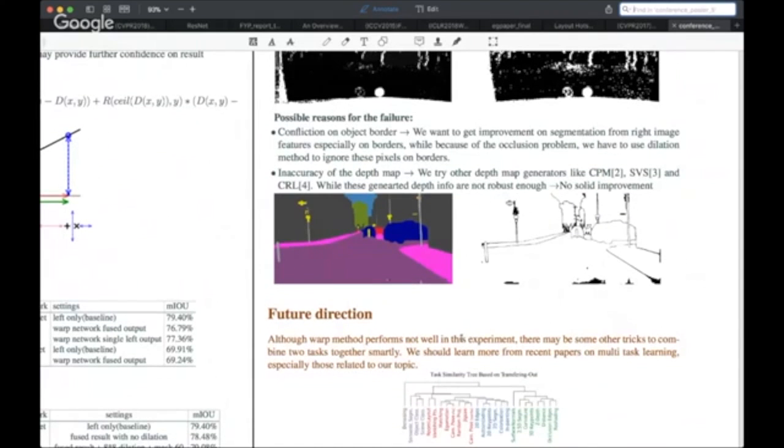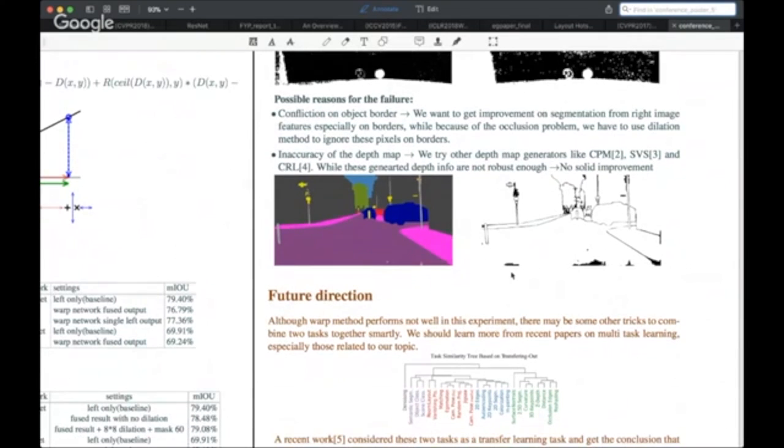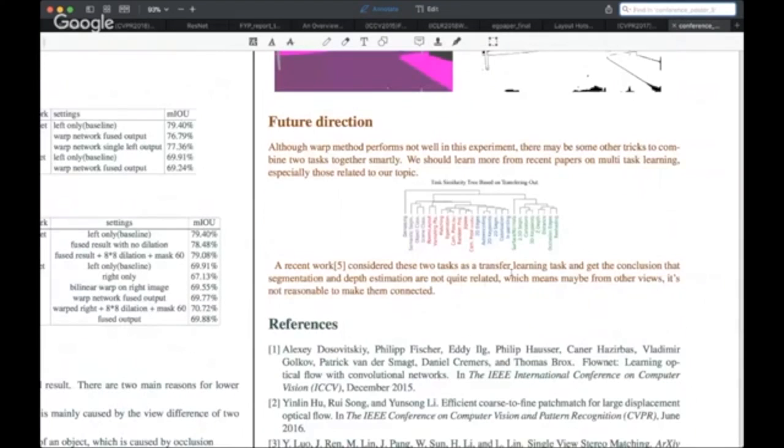The second possible reason is the inaccuracy of the depth map. Since the ground truth is also generated by a certain kind of algorithm, we tried other depth map generators like CPM, SVS, and CRL. However, those depth generators are not robust enough. So in all, we cannot get solid improvement again. We find that the warp method did not perform well in this experiment.